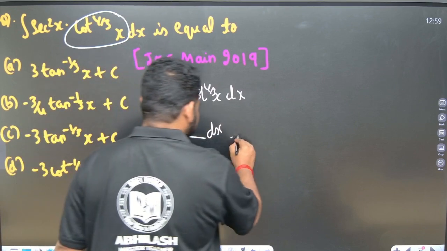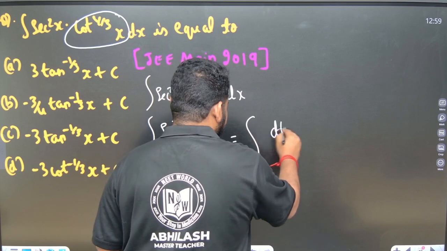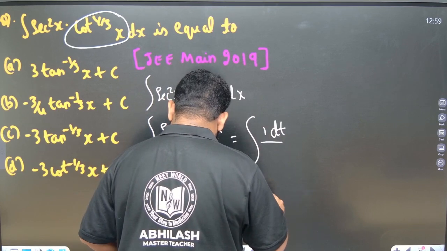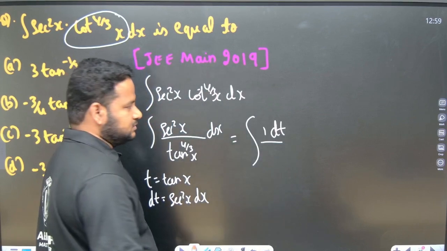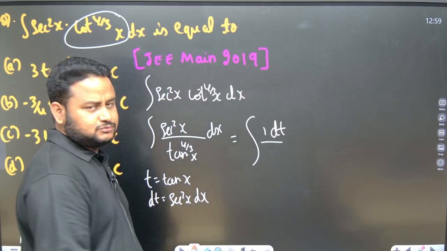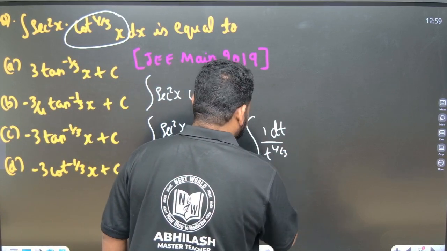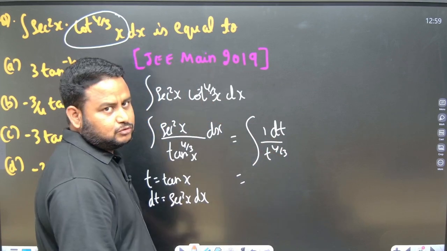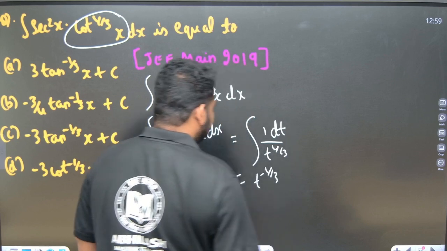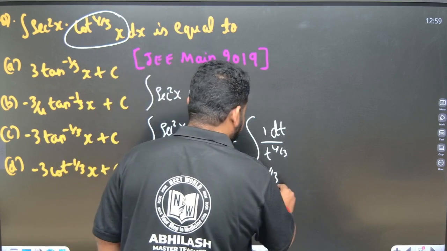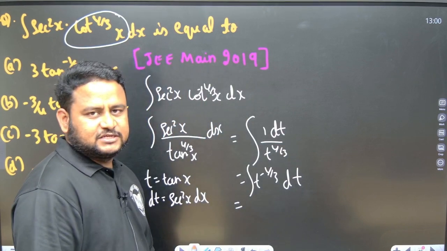So, this will become equal to integral of dt by tan to the power of 4 by 3 x. Tan I took as t. So, this will become t to the power of 4 by 3. If I take t to the power of 4 by 3 to the top, it will become t to the power of minus 4 by 3. Integral of t to the power of minus 4 by 3 dt. If I integrate this, what I will get, friends? t to the power of minus 4 by 3 plus 1.